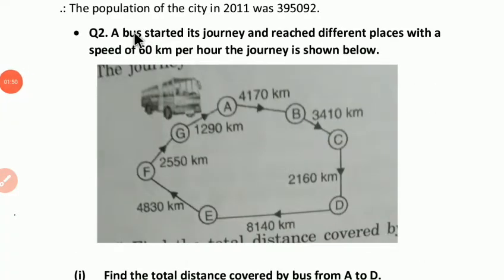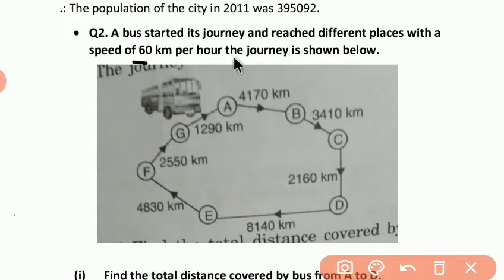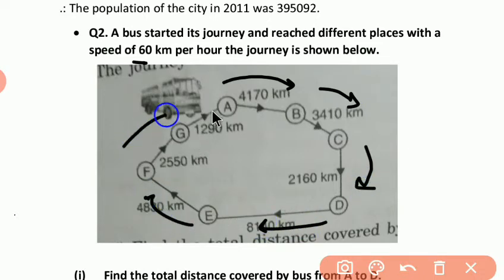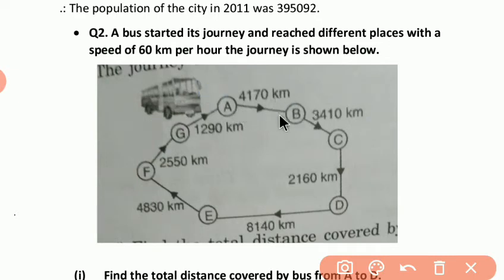Now question number 2. A bus started its journey and reached different places with a speed of 60 km per hour. The journey is shown below. You can see that the bus has started its journey from point A and goes from A to B, then B to C, C to D, then D to E, E to F, F to G, then again returns back to A. The different distances in kilometers are given here.